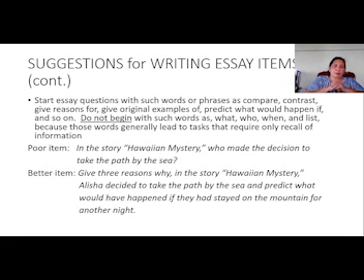So a better one would be: give 3 reasons. This is a restricted type of essay, no? Give 3 reasons why in the story Hawaiian Mystery, Alicia decided to take the path by the sea and predict what would have happened if they had stayed on the mountain for another night. Okay, predicting is extending. It's reading beyond the story. It's not in the story, but you would want the students to extend their imagination by trying to predict what would have happened.